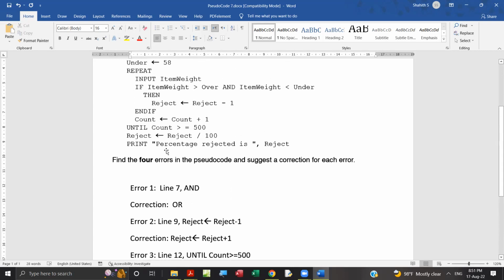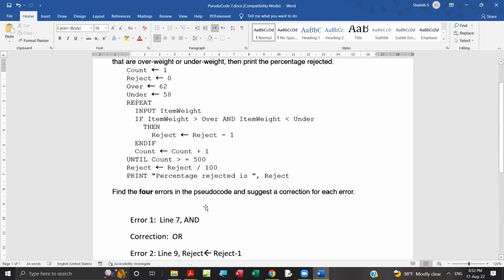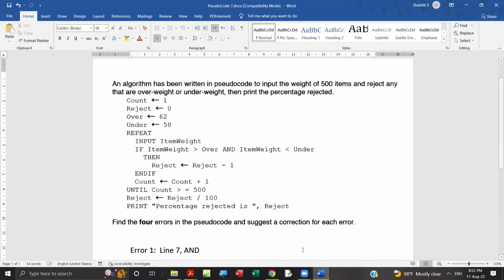Then the last final error is line 13, the formula. The problem is reject assigned to reject divided by 100. That's the error. So we need to change it like this: divided by 5. I already explained that. So these are the 4 errors in this pseudocode. Now we can convert it into Python code and confirm the result.